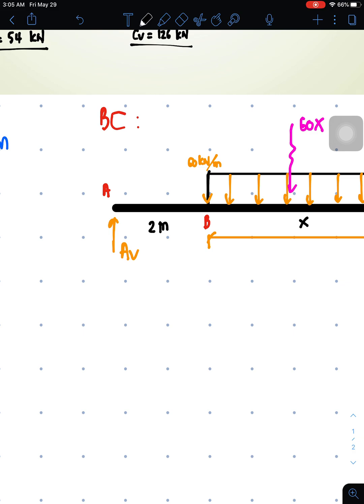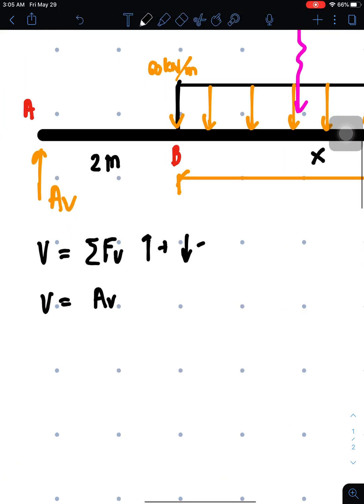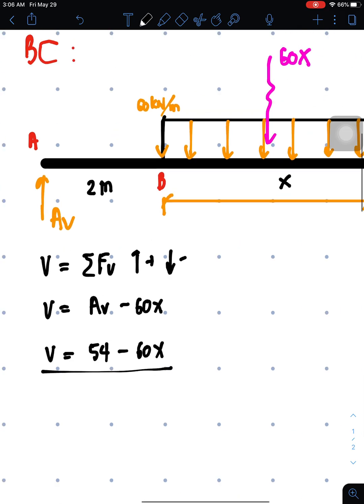For the shear equation, it's going to be summation of forces vertical, upward positive, downward negative. In the equation, you have AV upward, and then what else? This one, 60 times x, and that's downward, so that's negative 60x. Therefore, shear V is equal to 54 minus 60x. This is our shear equation.